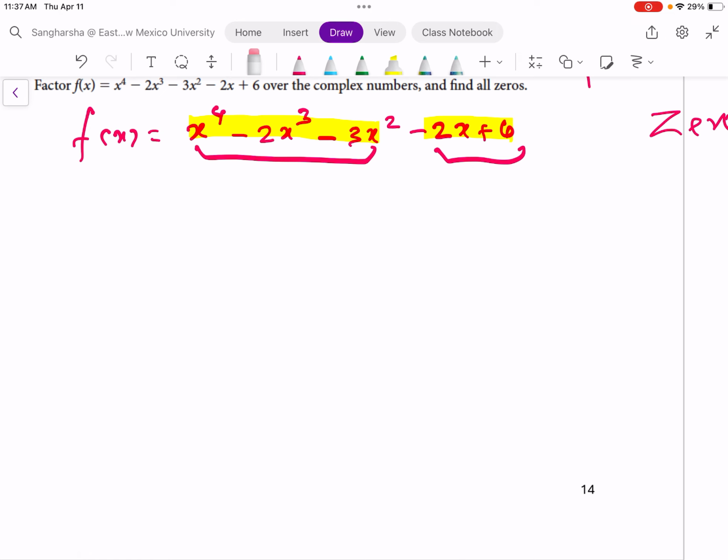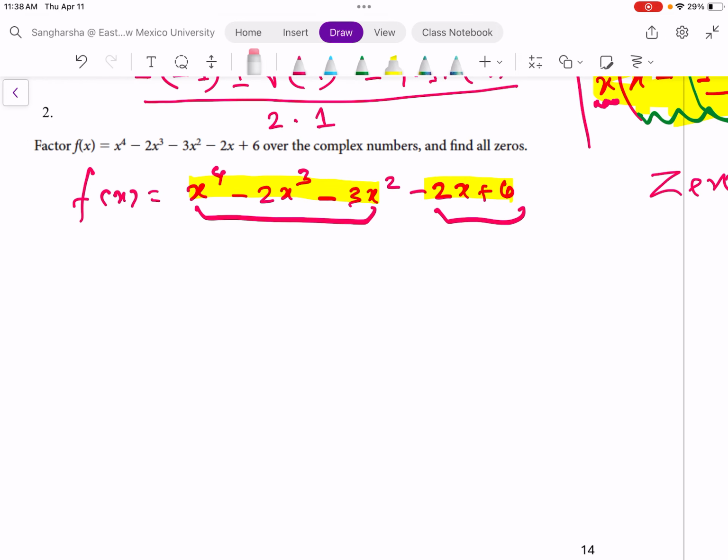And let's find the zeros for this function. How do we find the zero of this function? Before finding the zero, what do we find? We did it yesterday. In order to find the zero, the best way would be finding the rational zeros first, and out of those rational zeros we can find the real zero. So let's find the rational zeros.